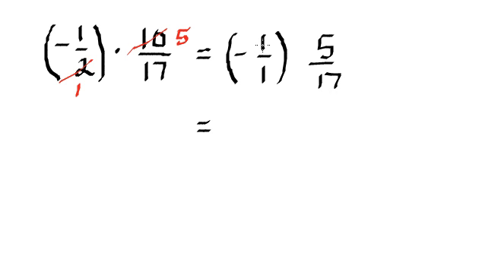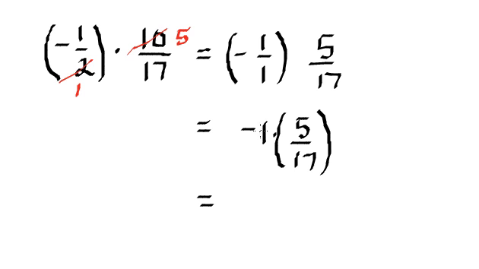Now, 1 over 1 is just 1. So this is just a negative 1 times 5 over 17. And a negative 1 times 5 over 17, let me put parentheses around this. So 1 times 5 over 17 is just 5 over 17, but you have a negative, so this just becomes a negative 5 over 17. Right, easy enough dealing with negatives.